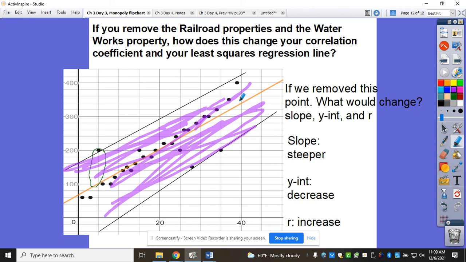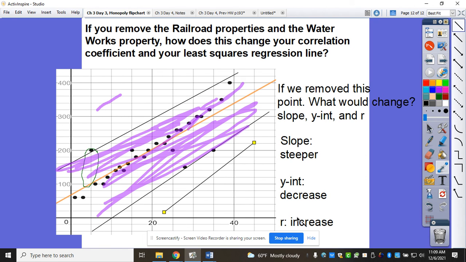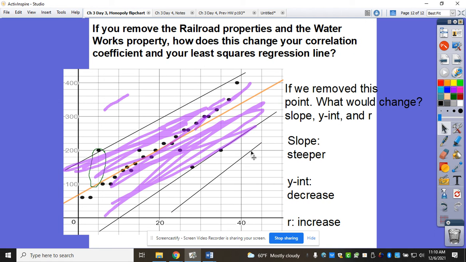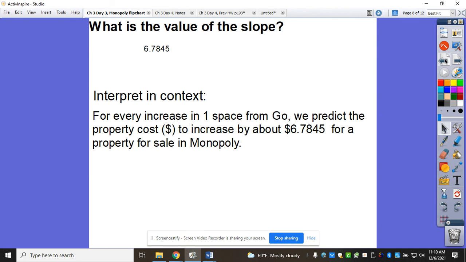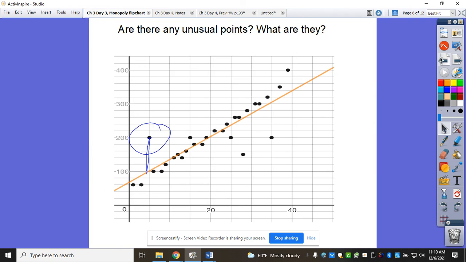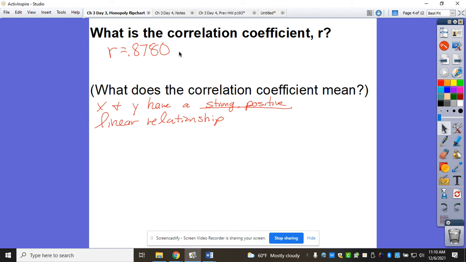Because the smaller this is... So when does r become 1? When I can draw a straight line. r becomes 1 if it's a straight line. So if I take out a point, r gets closer to a straight line. If I take out an outlier. I thought it was a straight line anyway. And r right now is this, which is not 1. So it's going to get closer to 1 if I take out an outlier.